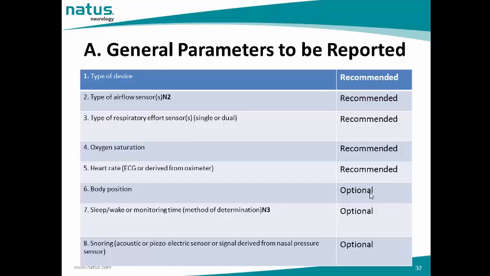Optionally, body position can be reported. Sleep, wake, or monitoring time also can be reported. However, sleep should be determined using EEG, EOG, and chin EMG recording. The method used to determine monitoring time should be specified in the report.